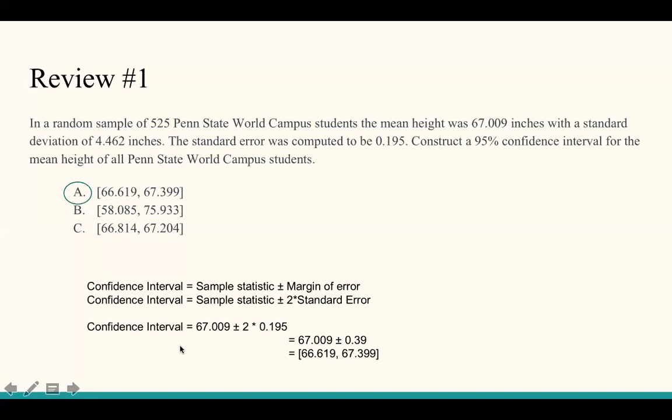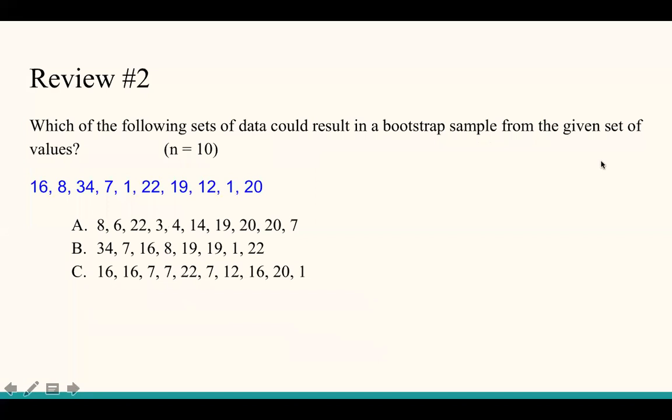So if you have any questions on that, you can let me know at the end, but I'm going to move on to the next review question. This is on bootstrapping. Which of the following sets of data could result in a bootstrap sample from the given set of values?